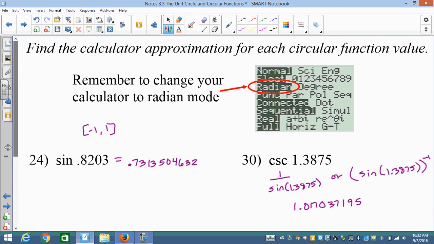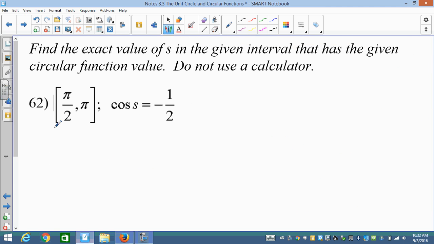Oh, that's all they have on this page. Okay, and then the other thing that they're going to ask you to do: find the exact value of the given interval that has the given circular function value. Do not use a calculator. So we're going back to using the unit circle, but at this point they're asking you for the angle. They're asking for theta, where before they were asking you for the sine, cosine, or whatever values.